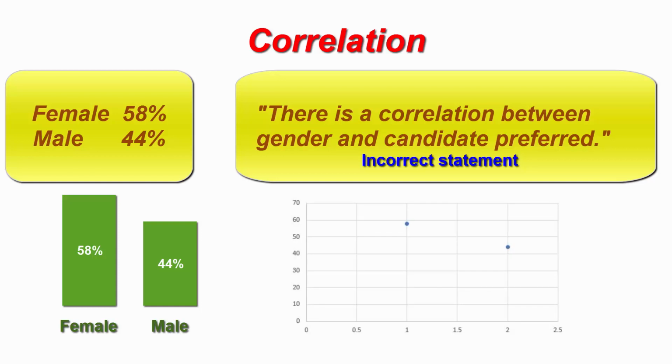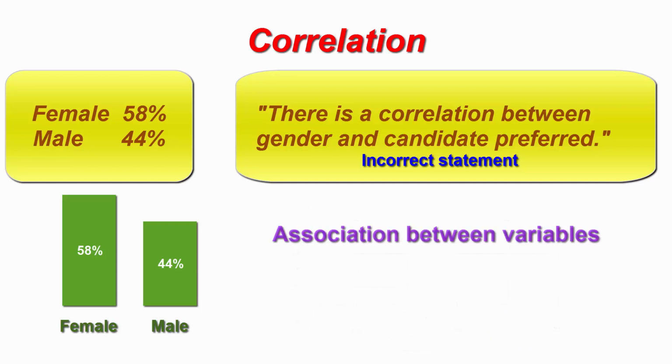No, because arbitrarily assigning a female the number 1 and the male the number 2 has no numerical significance other than to categorize the two groups. Hence, the numbers 1 and 2 are still categorical variables and not quantitative. It's fine to say that there's an association between gender and candidate preference, but it is not okay to claim correlation.